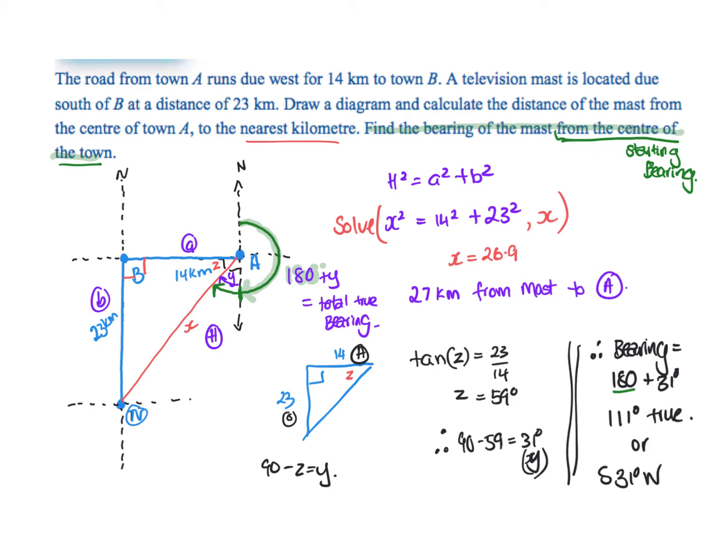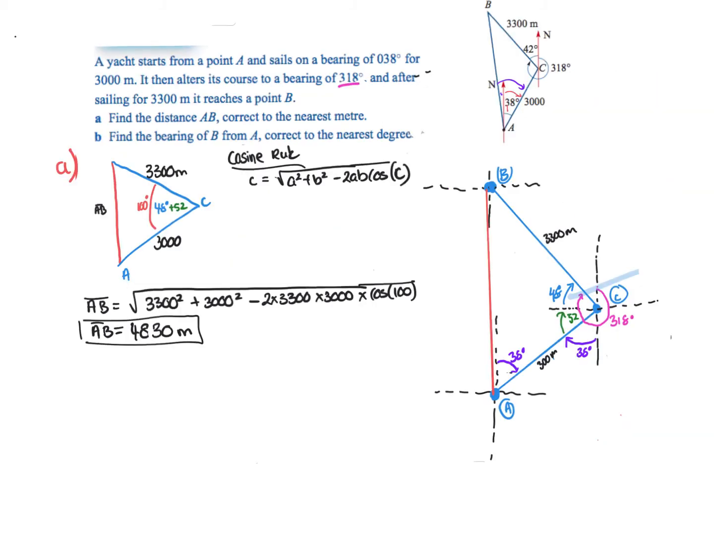Probably true bearings is the easiest one to just do, just write the full circle round how far away you are. Let's do another one. So we're going to look at this question. A yacht starts from point A and sails on a bearing of 38 degrees for 3,000 meters.